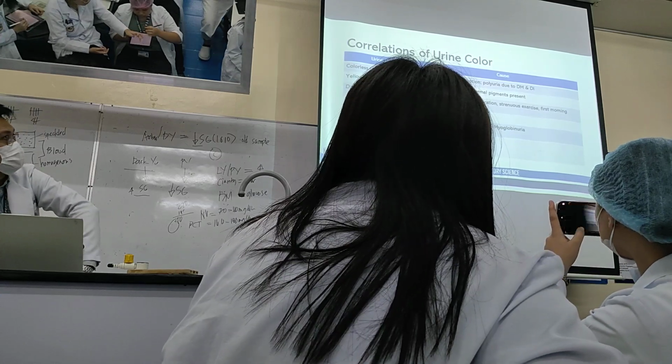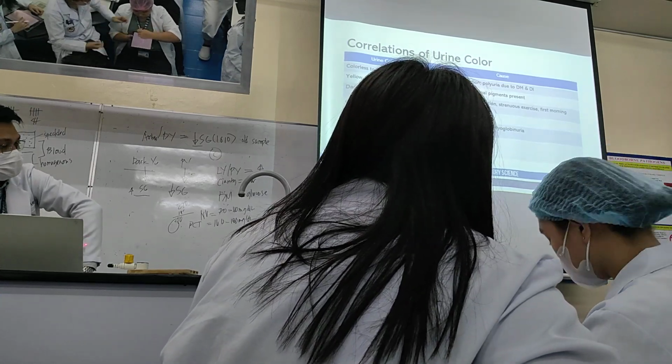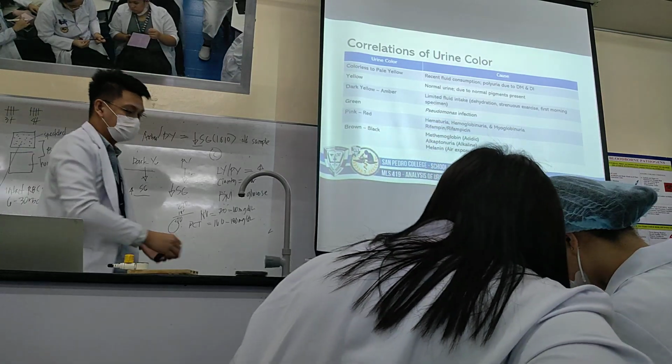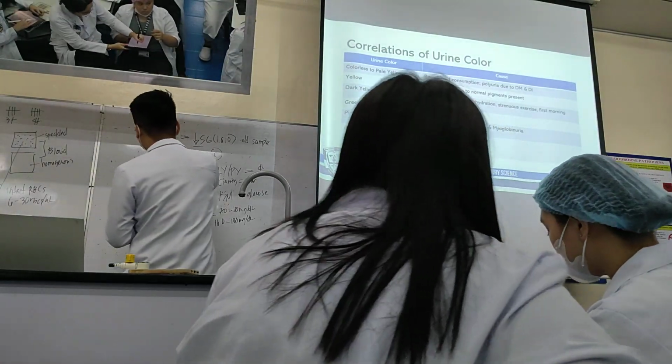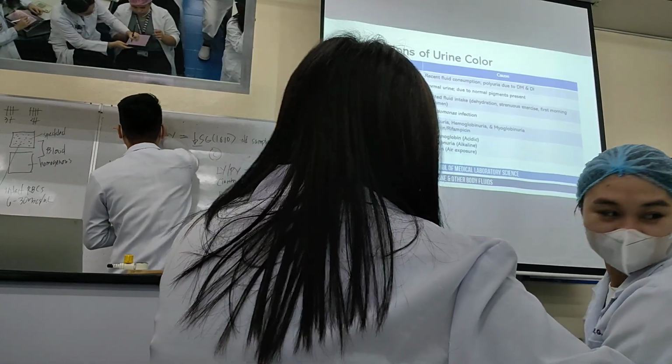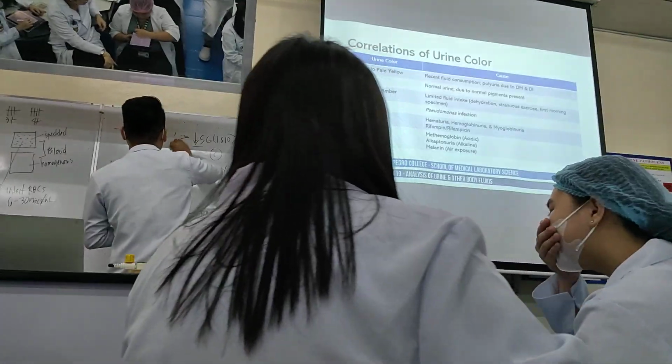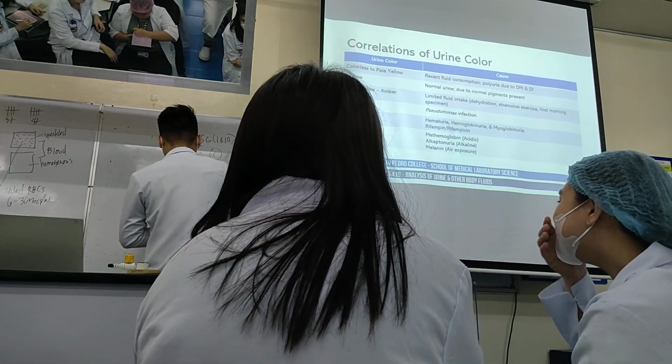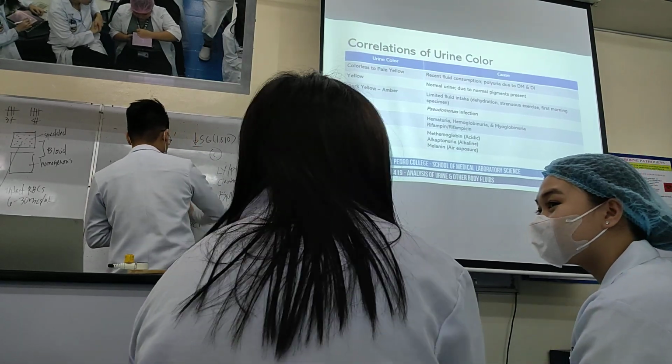Okay, so we have colorless to pale yellow. This indicates recent fluid consumption, and polyuria due to DM and DI. So can you differentiate DM and DI based on the physical and chemical examination? Maybe.